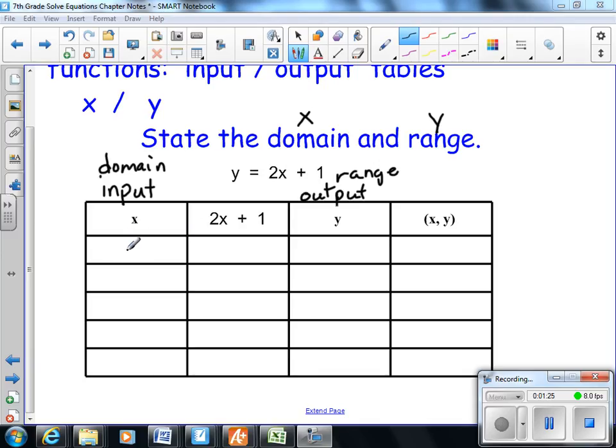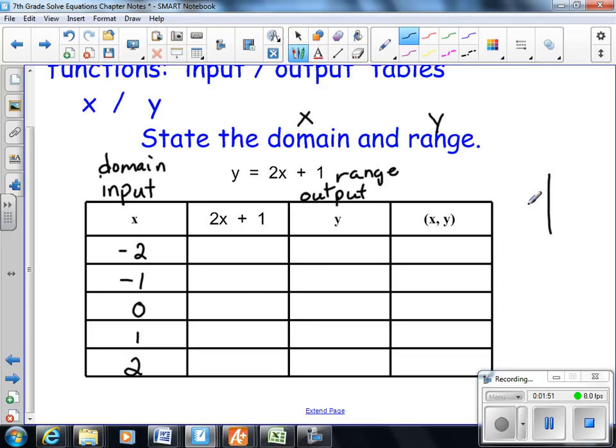So we're going to plug in some values, and you're going to say, Mrs. Roberts, where are you getting these values? I'm just coming up with them. I'm going to keep some numbers fairly small, but I'm going to include positives and negatives and 0. So I'm going to do -2, -1, 0, 1, and 2. Do you always have to use those numbers? No, but it's a nice set of numbers to start with.